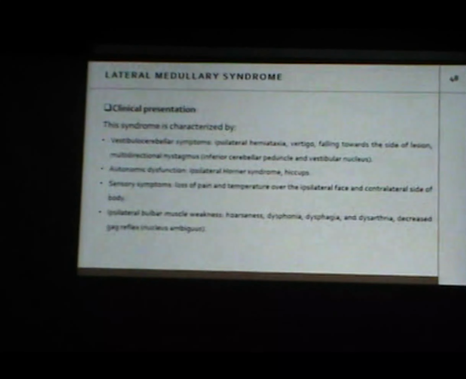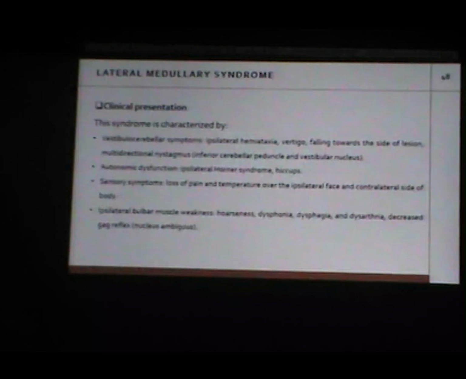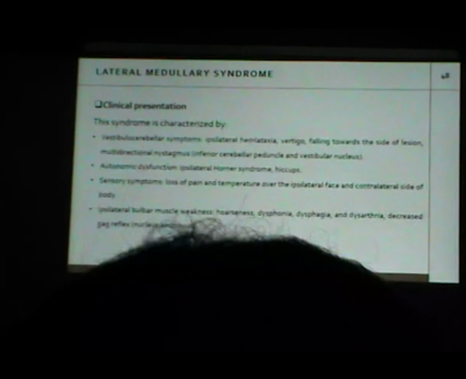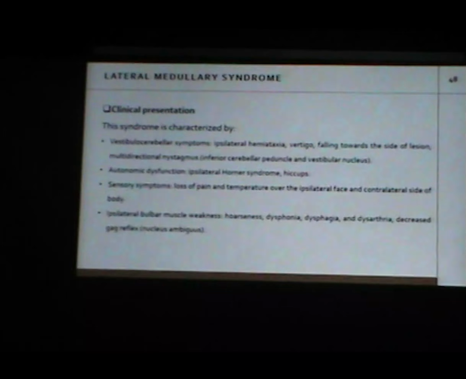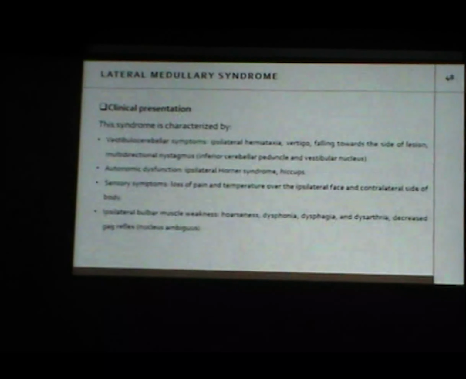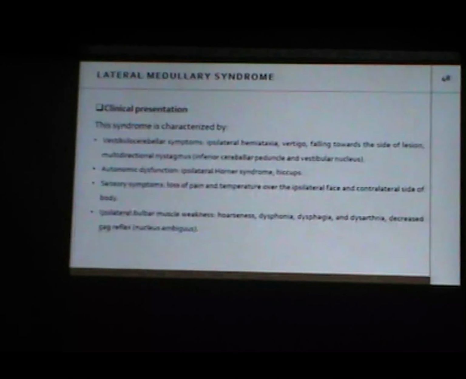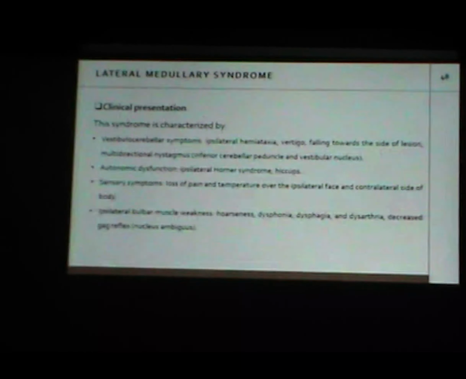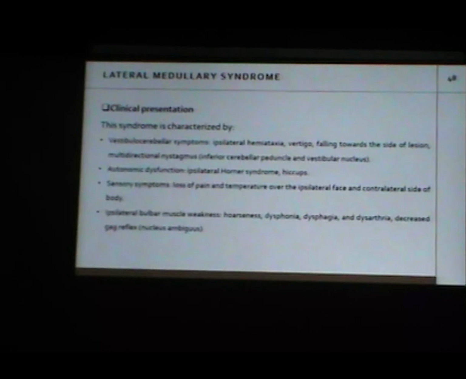So over here, the structures affected are the spinothalamic tract, causing contralateral hemihypesthesia of the body; the last 4 cranial nerves, causing ipsilateral bulbar palsy; the fifth cranial nerve, causing ipsilateral hemihypesthesia of the face; the sympathetic pathway, causing ipsilateral Horner syndrome; and the spinocerebellar pathway, causing ipsilateral ataxia.